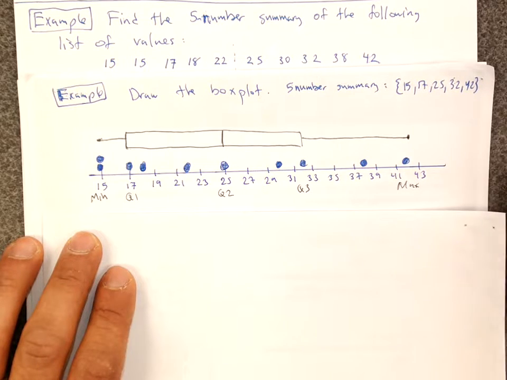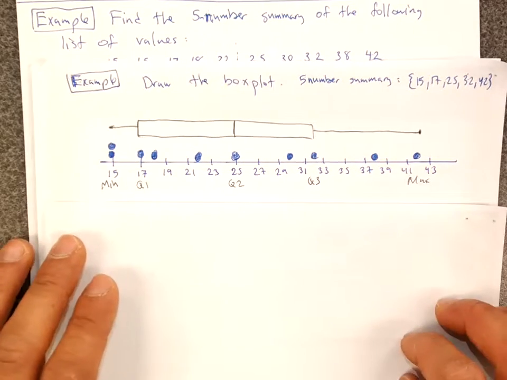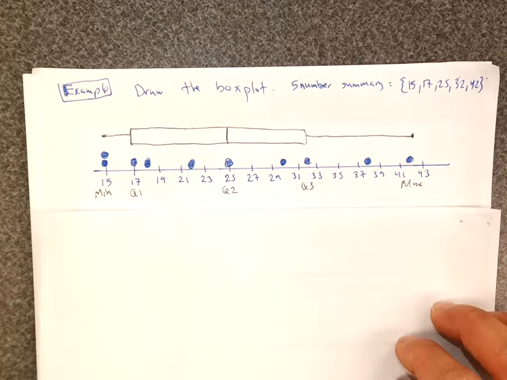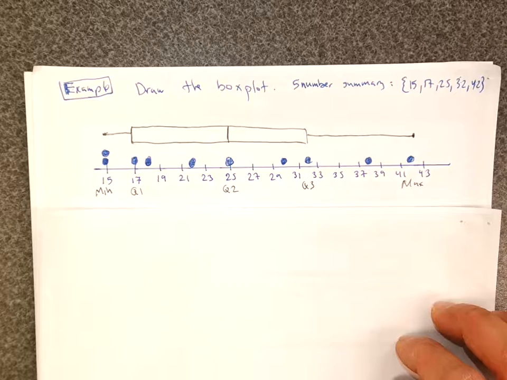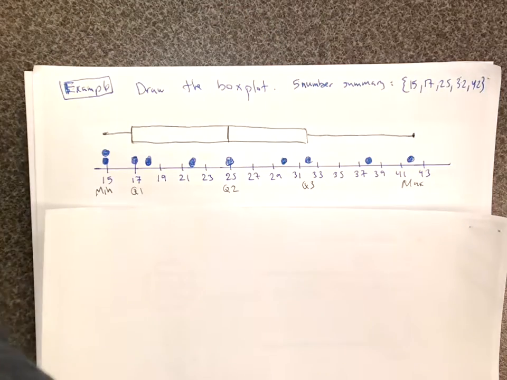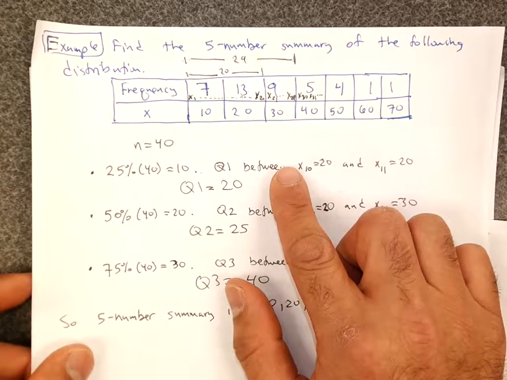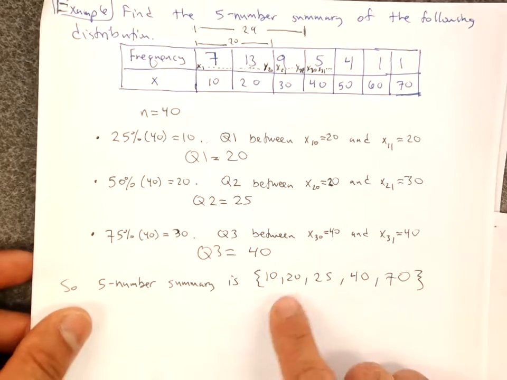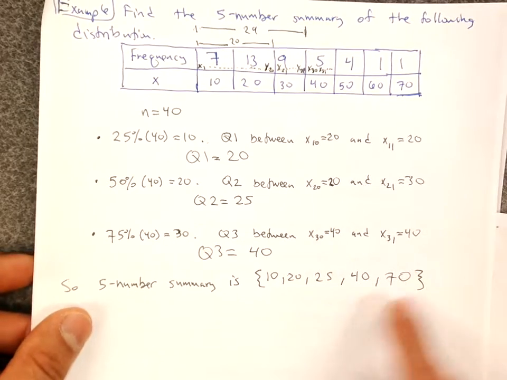Okay, then let's do one more example. Again, going back to the example I had with the frequency table, let me make sure I can find it. Apologies. So going back to this example here, where we found the 5-number summary of this distribution that was given by a frequency table. Here's the 5-number summary that we found.